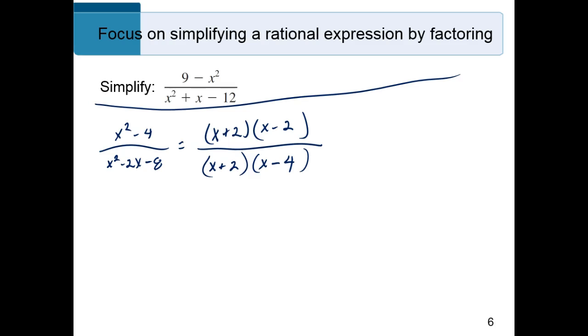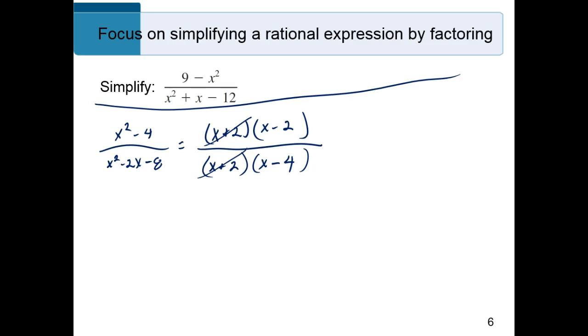Now, what do you notice about these expressions now? Common factor of x plus 2. So you can divide it out. That's what they're calling division by 1, because x plus 2 over x plus 2 is 1, as long as x is not equal to, what can x not be equal to? X can't equal negative 2 or positive 4.